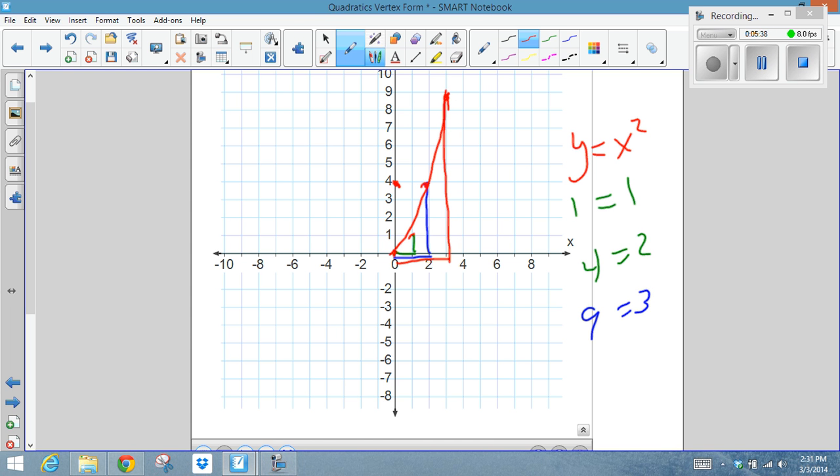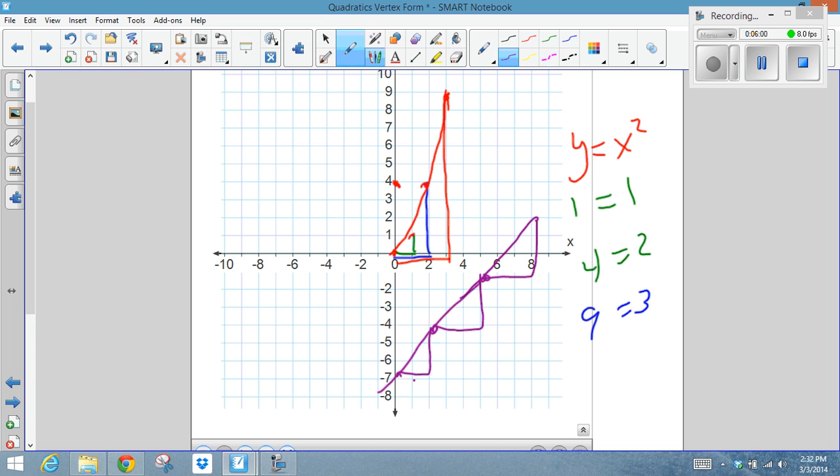Now, this is important because this pattern is what we're going to use to help us graph all of our parabolas. But you can also look at it like a slope. Now, when we counted slope of a line, we would go over and up, and then from that point we go over and up, and then we go over and up. We made this kind of stair-step thing, right?